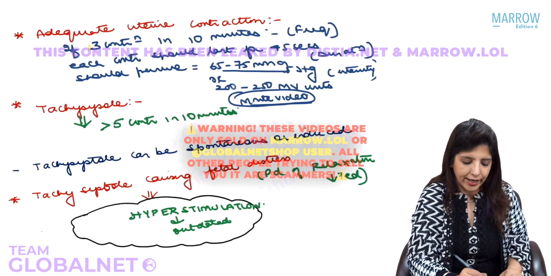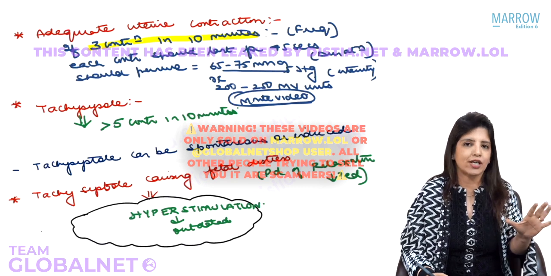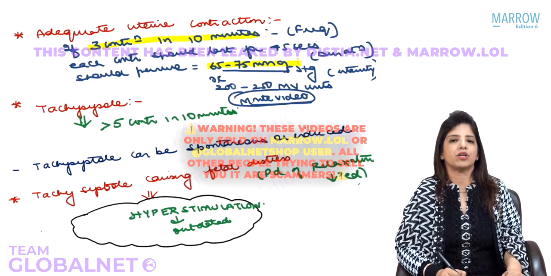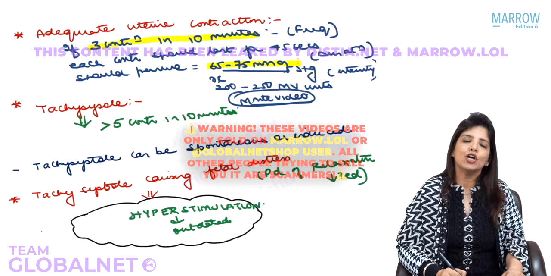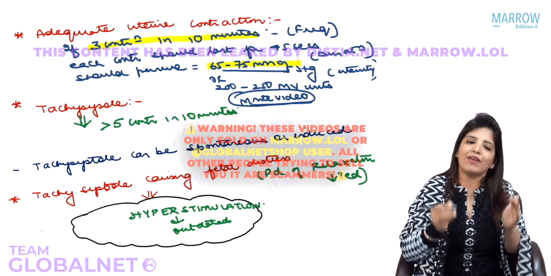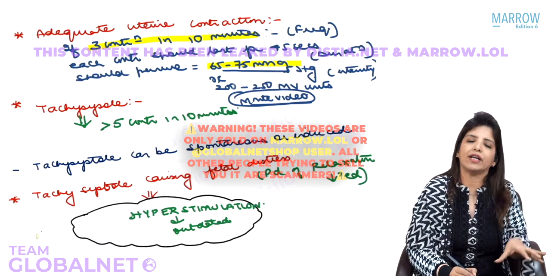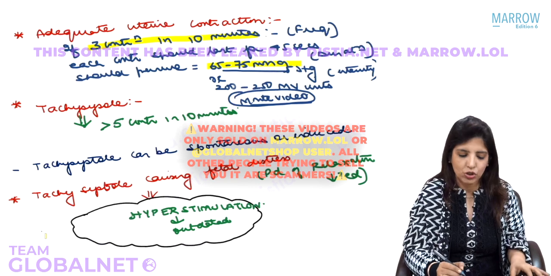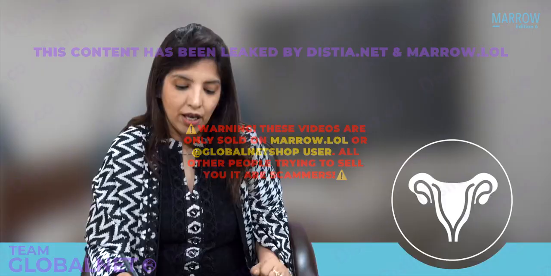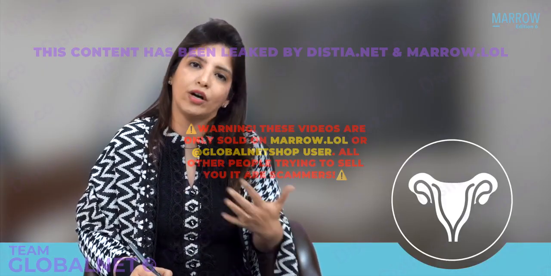I told you adequate uterine contractions are if there are 3 contractions in 10 minutes, each lasting for 45 seconds and each raising a pressure of 65 to 75 millimeters of mercury. So what is the Montevideo unit? 3 multiplied by 65 to 75, and that is why I told you that uterine contractions are adequate if the Montevideo unit is between 200 to 250 Montevideo units. So this was something which I wanted to tell you about uterine contractions.